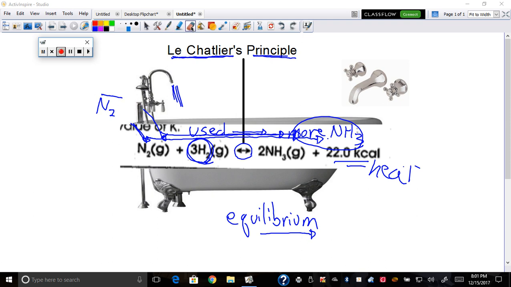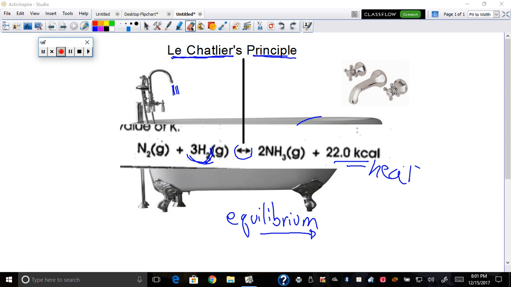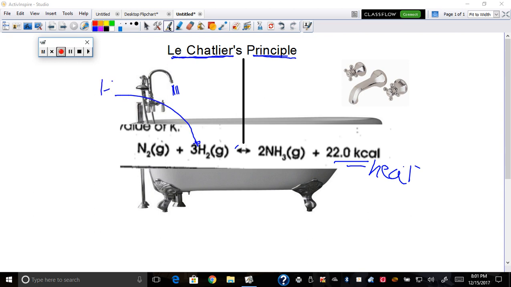Just like the same concept as if you add water to this side of the bathtub, it moves to the right. All right? Now let's say we add H2. We add more H2 into this reaction. Same thing happens. It's just like turning on this faucet. Everything's going to shift this way.